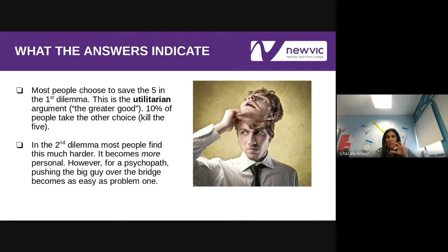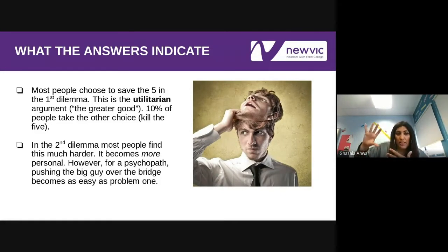In the second dilemma, most people actually find that quite difficult. When I say most, I mean people that don't have particular tendencies. Some great ideas there in the chat box, guys. Some real potential criminology students I've got here this morning. With the second dilemma, it is more difficult because it becomes more personal. In this circumstance, you've got to physically push someone over. It's not flicking a switch. You've got to push someone over, okay?